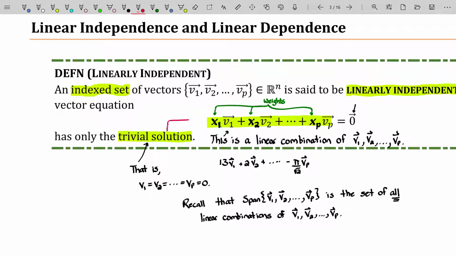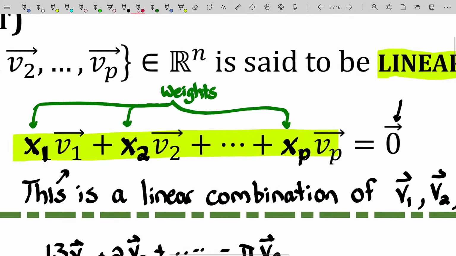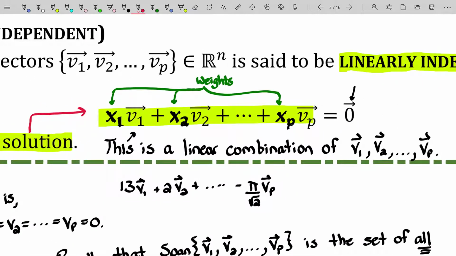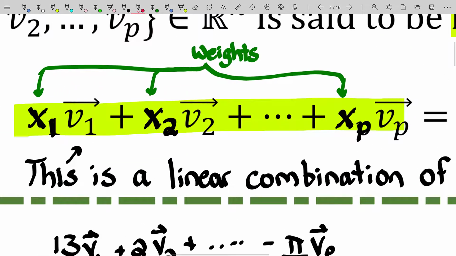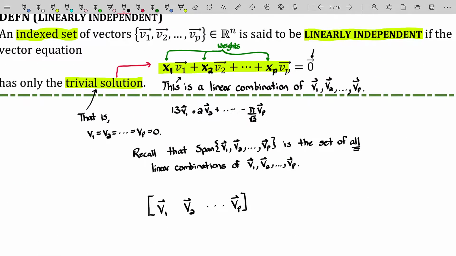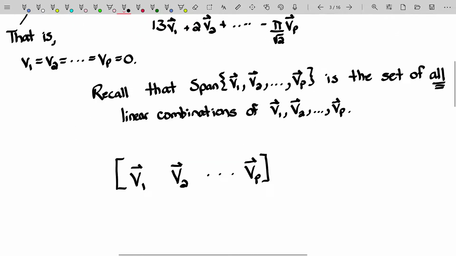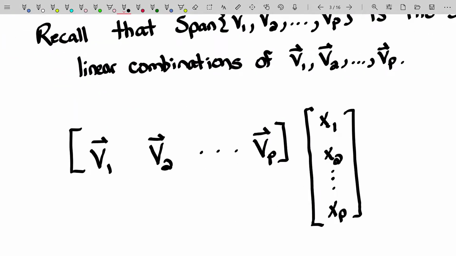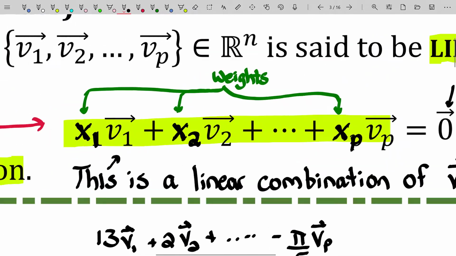And let me put it in very clean and clear terms. We know how to trade out a vector equation for a matrix equation. Remember, if we build a matrix whose columns are these vectors v sub 1, v sub 2, all the way to v sub p, and if we were to multiply that matrix by a column vector whose elements are x1, x2, all the way down to x sub p, we know by matrix vector multiplication that this product of this matrix and this vector will be this linear combination right here.